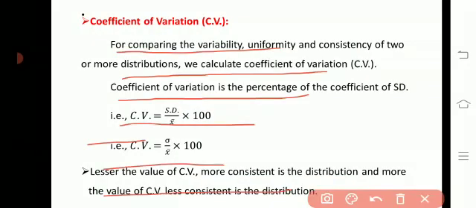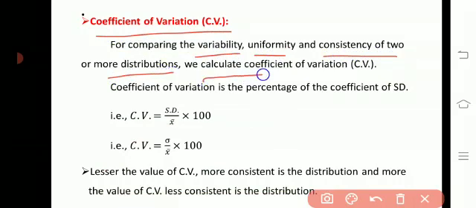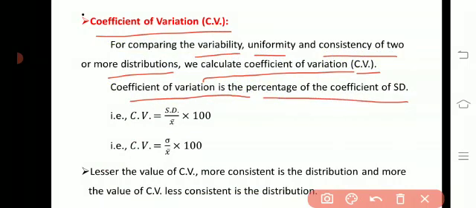Then we have to study the coefficient of variation, that is CV. For comparing the variability, uniformity and consistency of two or more distributions, we calculate coefficient of variation, that is CV. Now coefficient of variation is the percentage of coefficient of standard deviation, that is CV is equal to standard deviation upon x bar into 100, that is sigma upon x bar into 100.